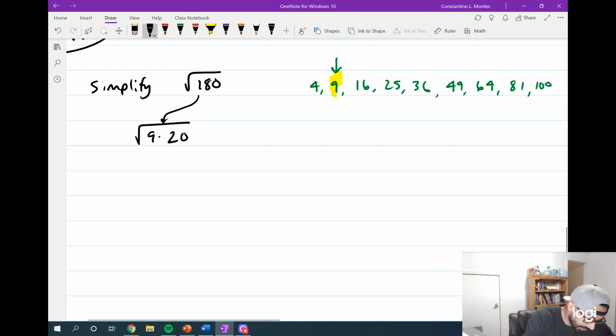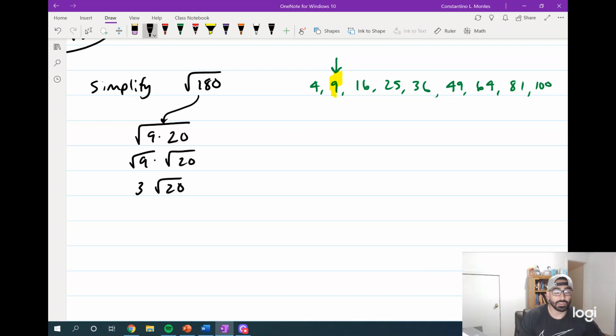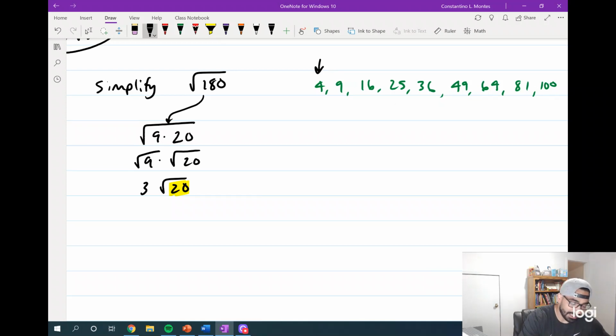Okay, so if we continue on, we can split this up into the square root of 9 times the square root of 20. Square root of 9 is just 3, so I have 3 root 20. Now, are we done? We do have to check, right? So if I look at this 20 now, is there a number that divides 20? That's a factor of 20. And here's the thing, is that one is. So we didn't find the biggest perfect square, but that's okay. Just means we got to do a little extra work.